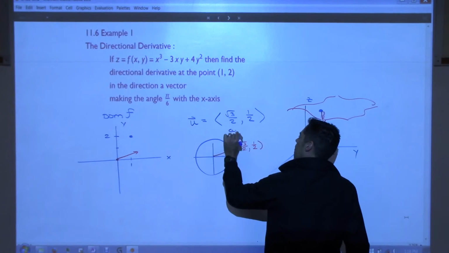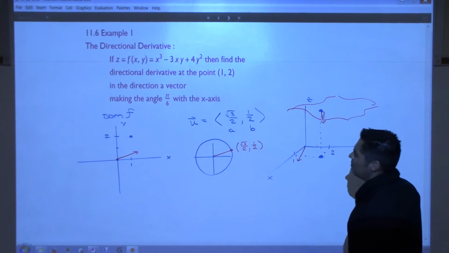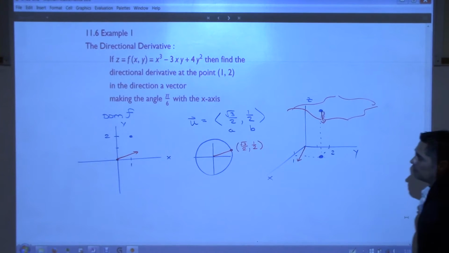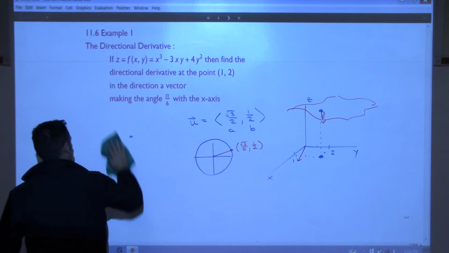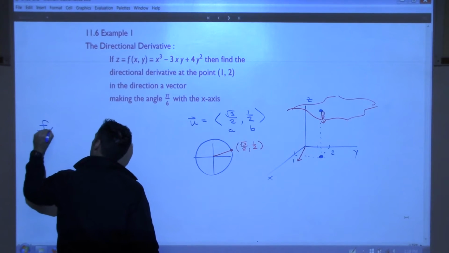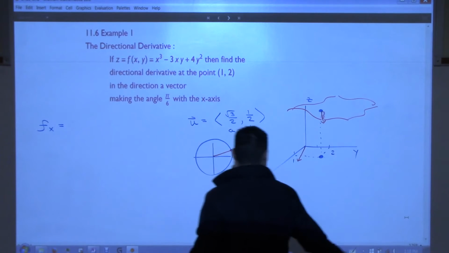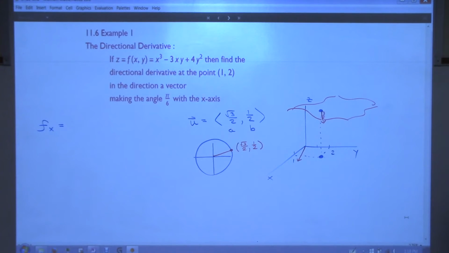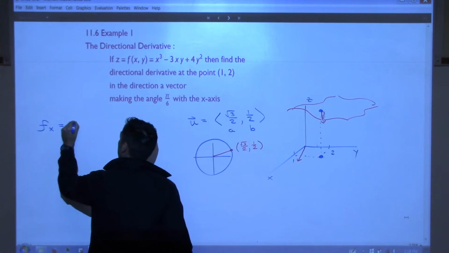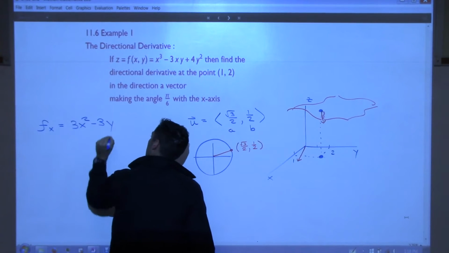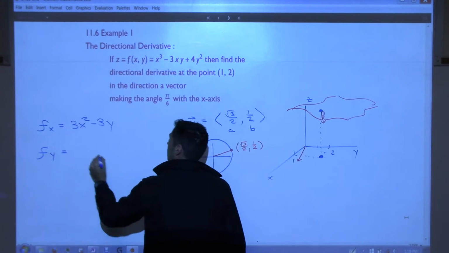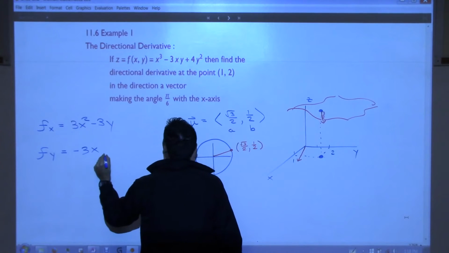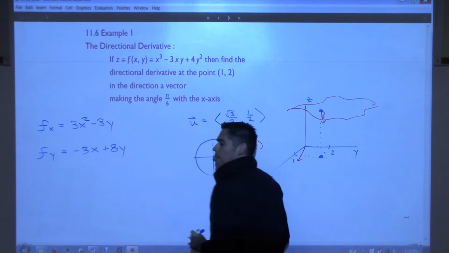This is A, this is B, and we just go to the formula. Well, we never took the partials. Why don't we take the partials next? I'm trying to preserve as much room as I can up here. Let me do the partials right here. What is the partial derivative of f with respect to x? 3x squared minus 3y, and that's it, right? Yes? All right, so 3x squared minus 3y, and then the partial of f with respect to y, which is minus 3x plus 8y, right?